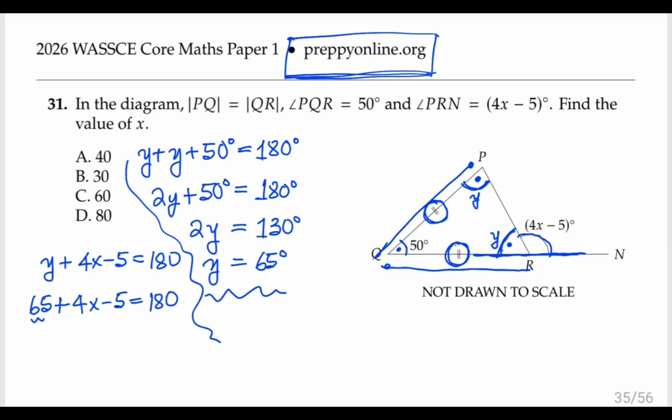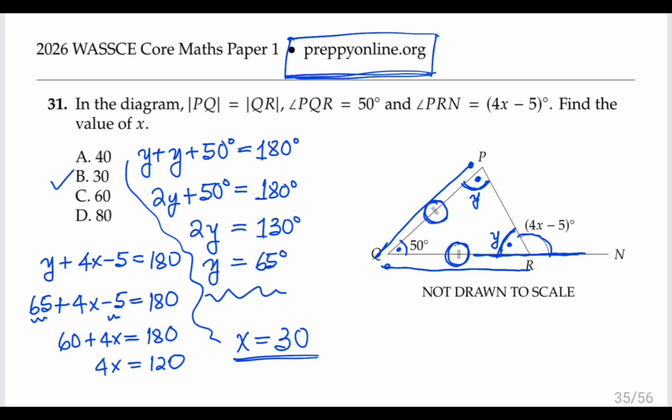So we have 65 minus 5. That gives us 60 plus 4x equals 180. So we subtract 60 from both sides. That gives us 4x equals 120. So if 4x is 120, we divide both sides by 4 to get x equals 30. So that gives our answer as B.